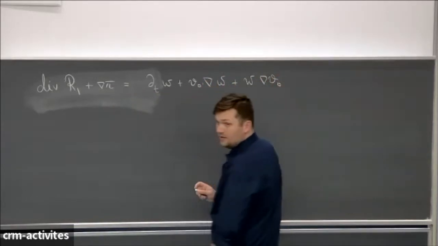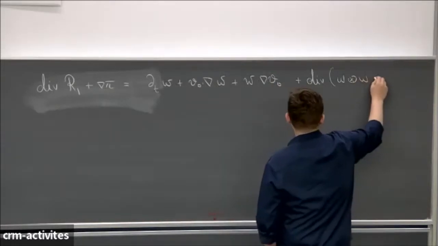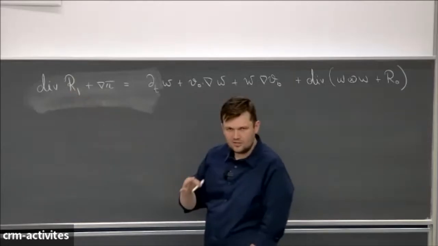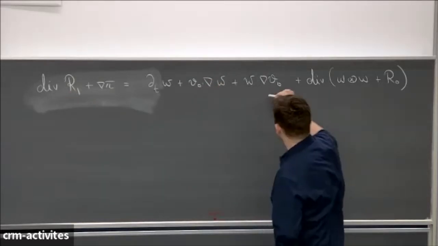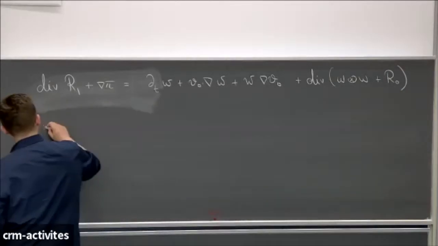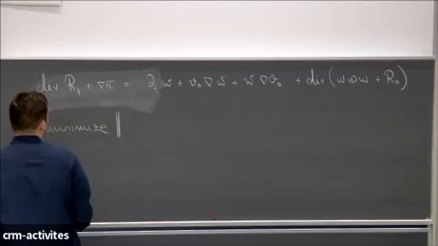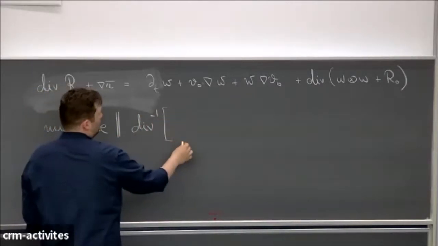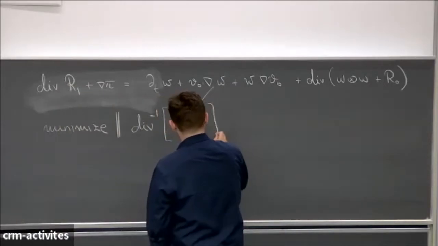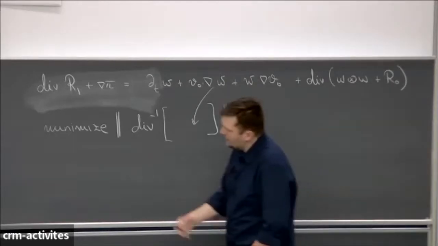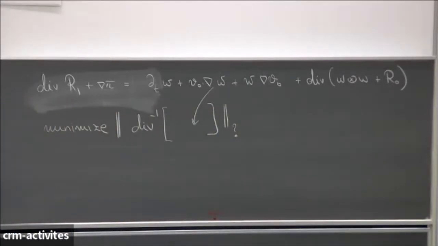This is the linear part, and then you have the nonlinear part, and then you have your old error. So you see that R1 is really a function of your old friends and of your new friend. Maybe the goal is to minimize some norm, which I do not know, of the inverse divergence of this whole thing. Minimize it how? Maybe under this ansatz.